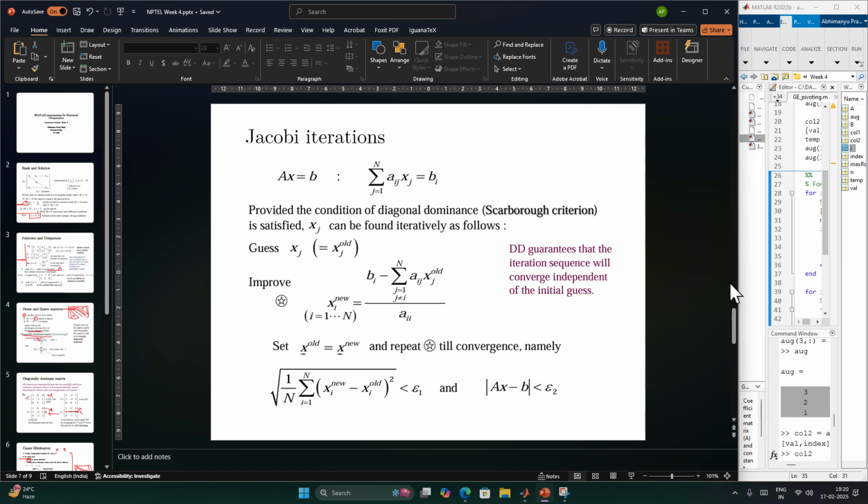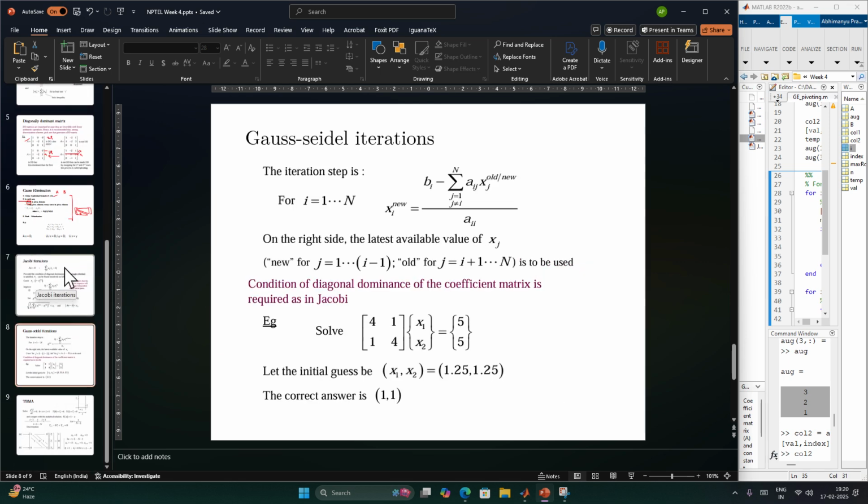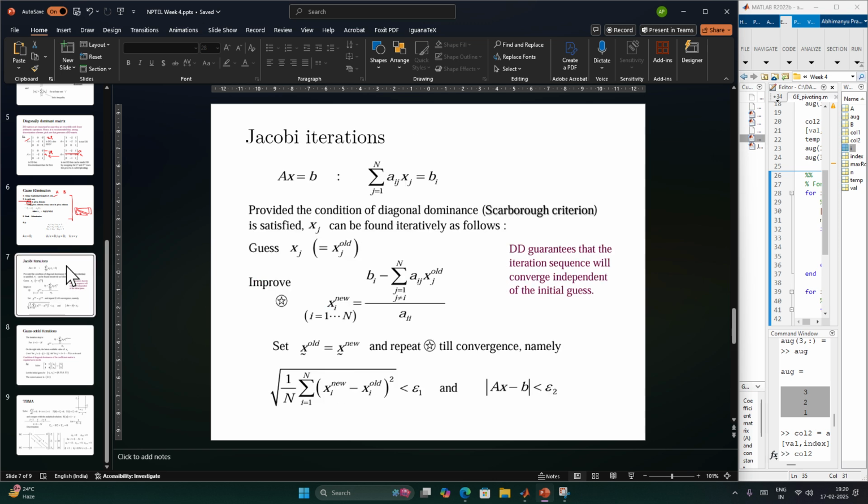So in the recorded lectures, we have seen two methods. The one is Jacobi iterations, and the other one is Gauss-Seidel iterations. So both of these methods are similar, except in how we are doing the updating part, how we are updating the latest x values. What is happening in Jacobi iteration is we are always using the old value of x for calculating the new value of x, right?